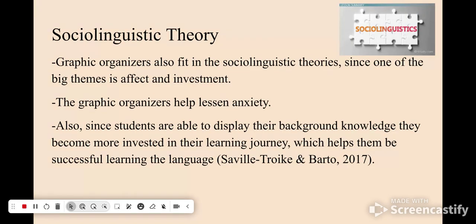Also, I see this being connected to the sociolinguistic theory because one of the big ideas is the effective investment. So if they don't have that anxiety and then they also can show their background knowledge, they're more likely to be successful. They're going to be more invested in this learning journey because they know what they're talking about. They can always go back to that graphic organizer, break down the information. It's not as overwhelming.